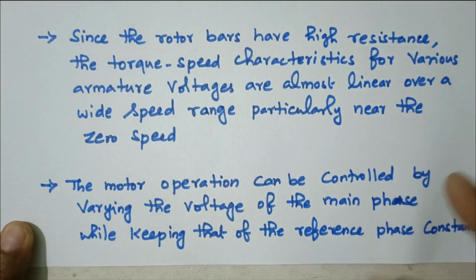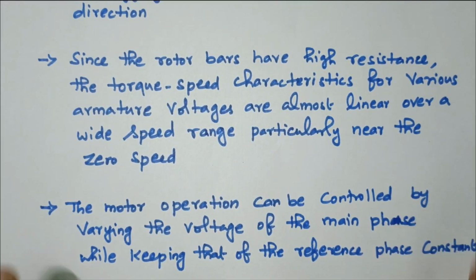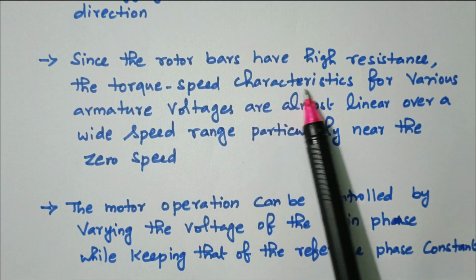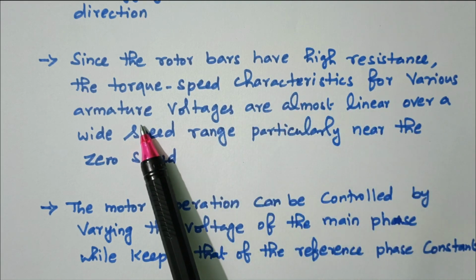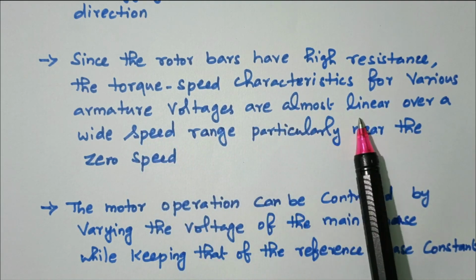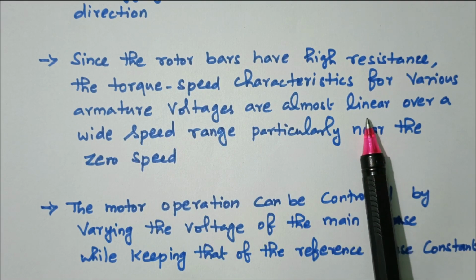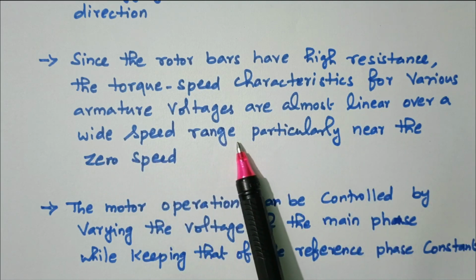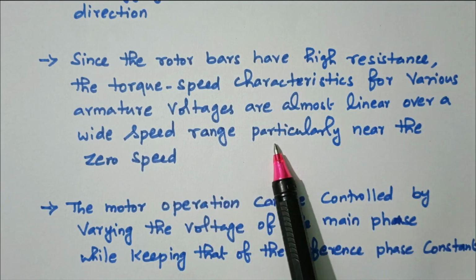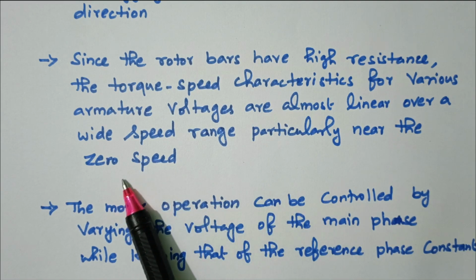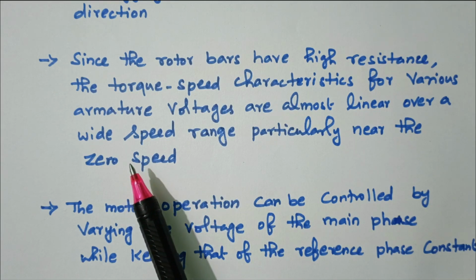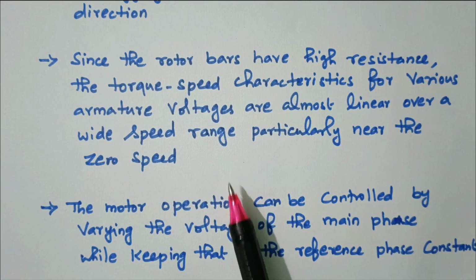Then with the high resistance. Since the rotor bars have high resistance, the speed torque characteristics for various armature voltages are almost linear, as well as having a negative slope over a wide speed range, particularly near zero speed. So it is linear. When the speed changes, torque also changes linearly. It is going in a linear manner and has a negative slope.